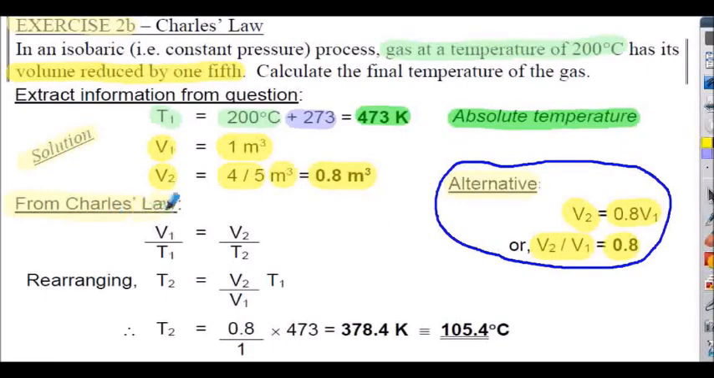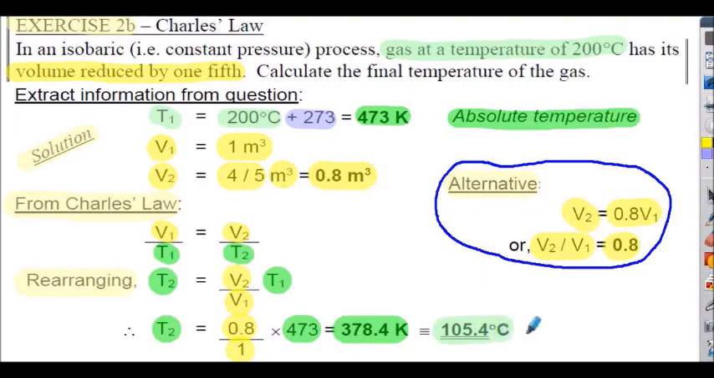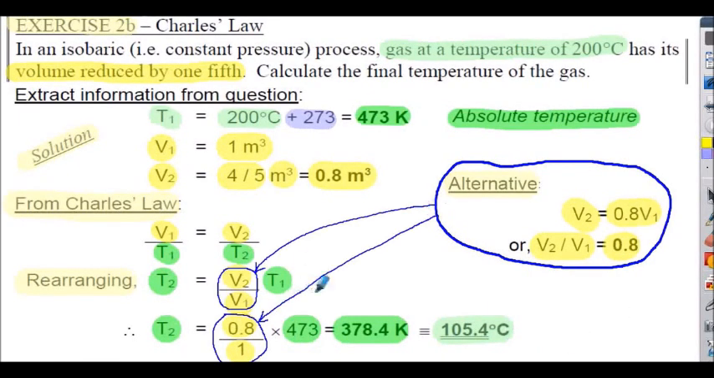Now applying Charles' law, we have V1 divided by T1 is equal to V2 divided by T2. Rearranging the equation for T2, we essentially multiply throughout by T2, divide by V1, multiply by T1, and inserting the values we can find T2. That evaluates to 378.4 K, and subtracting 273, that's equivalent to 105.4 degrees C. And here's how we could have directly inserted the ratio V2 divided by V1.